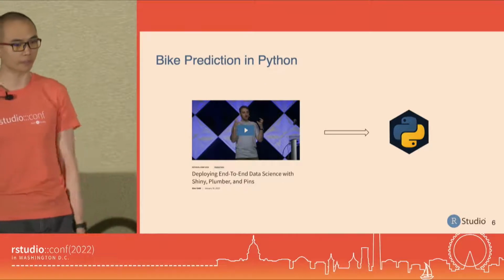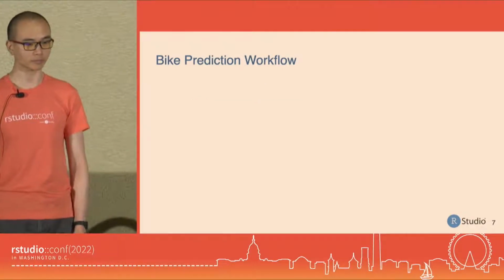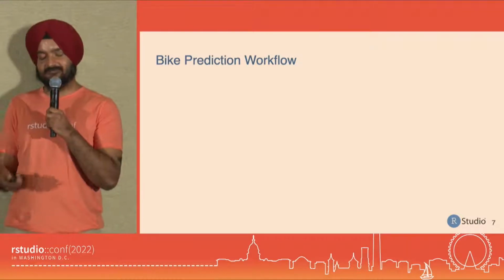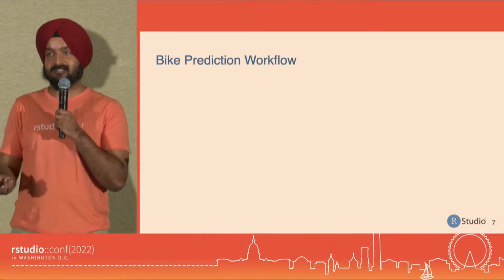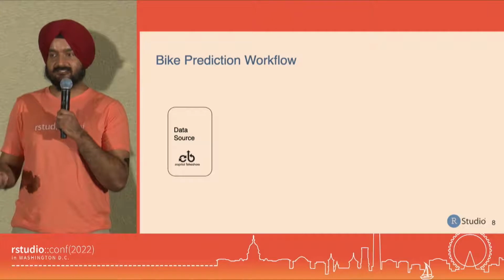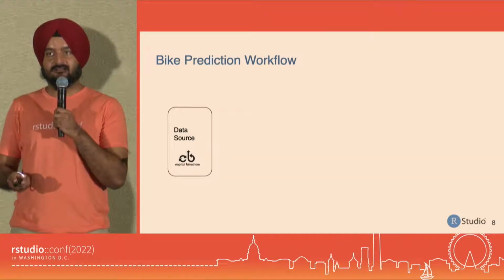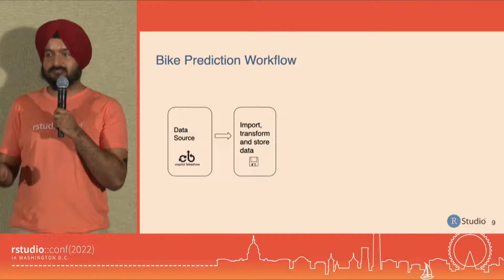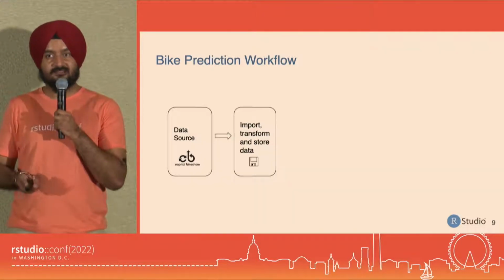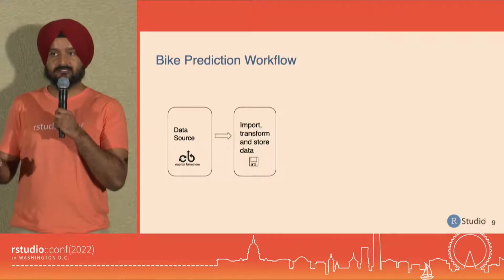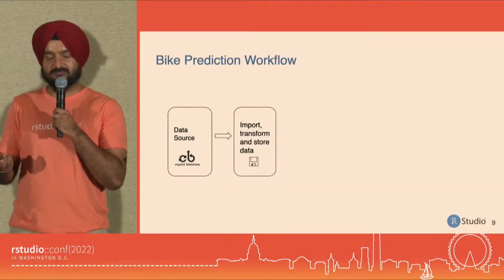And here we are. So let's recap the workflow for the bike prediction use case. As with any other project, it starts with the data source, which in this case is the Capital Bikeshare API, and the data is refreshed every day. Then the objective is to import this data, transform it, and save it either in a database or an interoperable data asset like pins, based on the frequency of the update.